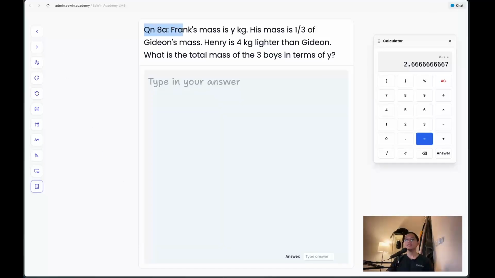Question 8a. Frank's mass is y kg. His mass is 1/3 of Gideon's mass. Henry is 4 kg lighter than Gideon. What is the total mass of the 3 boys in terms of y? So Frank over here is y kg.